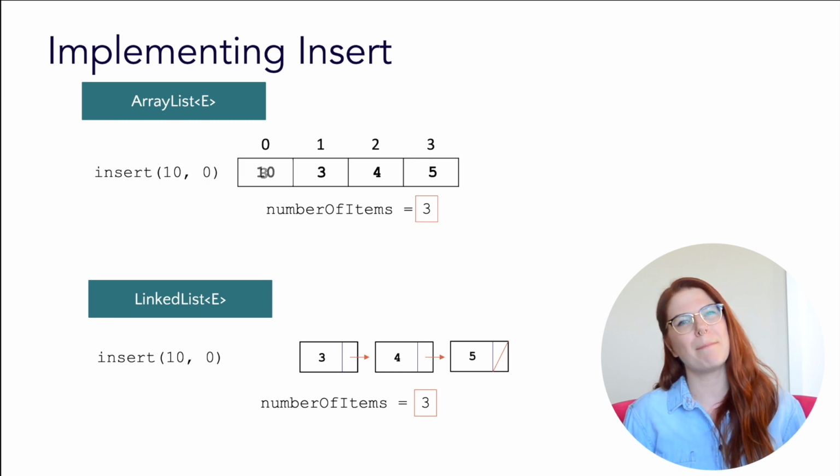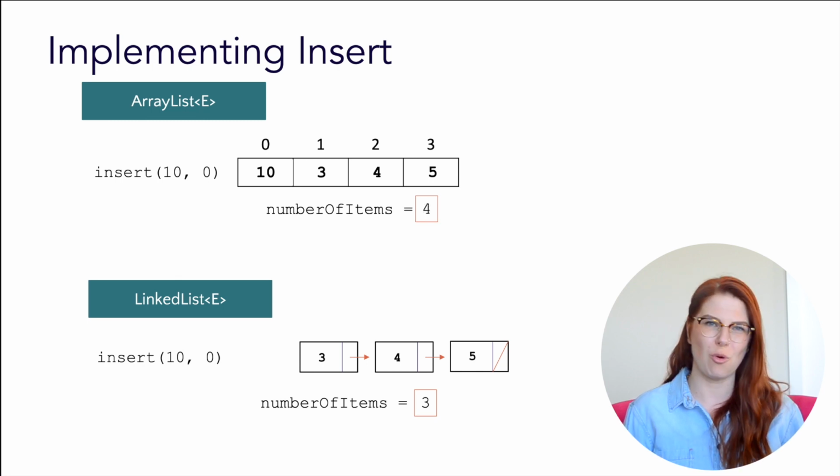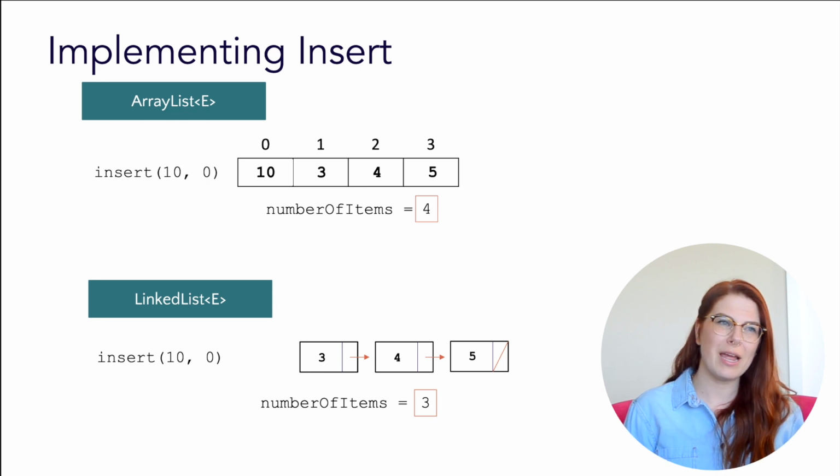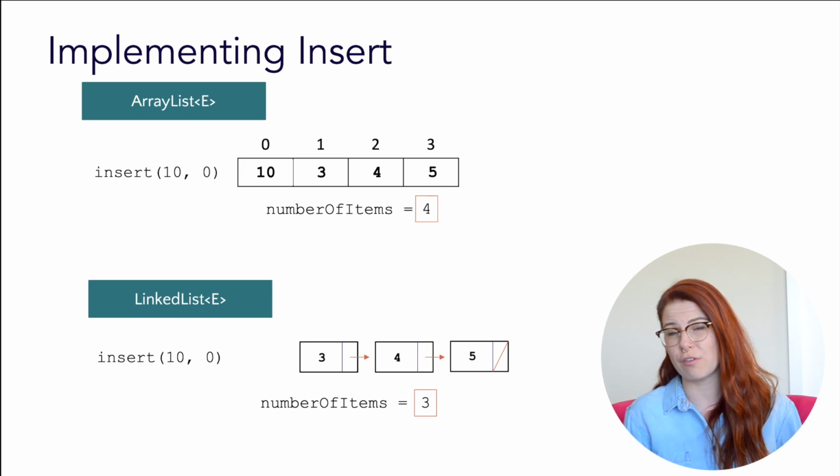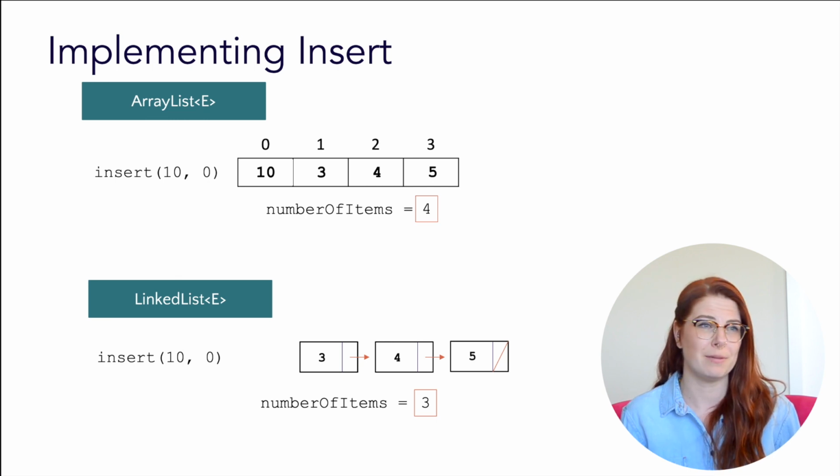I don't need that one anymore. Now I can just drop my 10 in there, and then I can increase the number of items stored in my array. So because arrays are contiguous memory stored right up against each other, if I want to insert or make a space for something, it does mean I might have to shift all the other values in order to make that space happen.